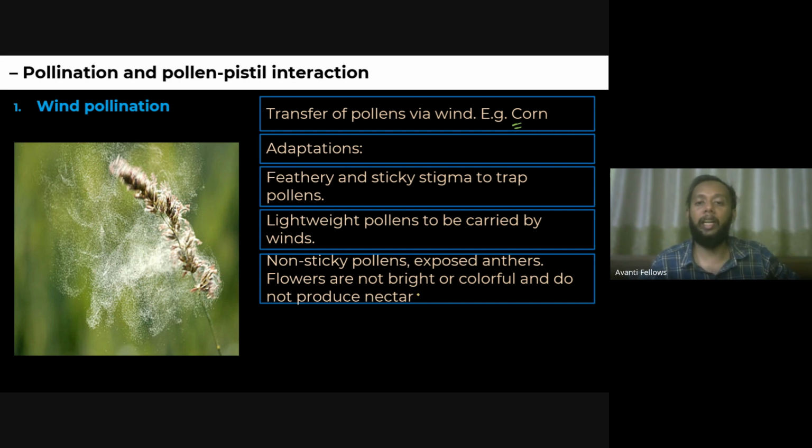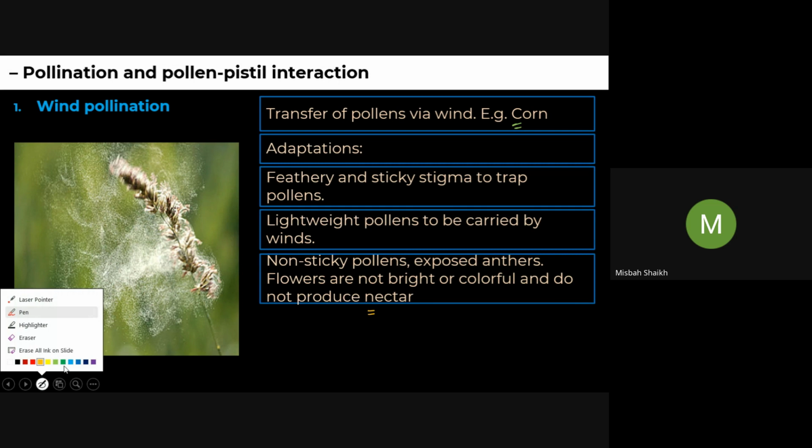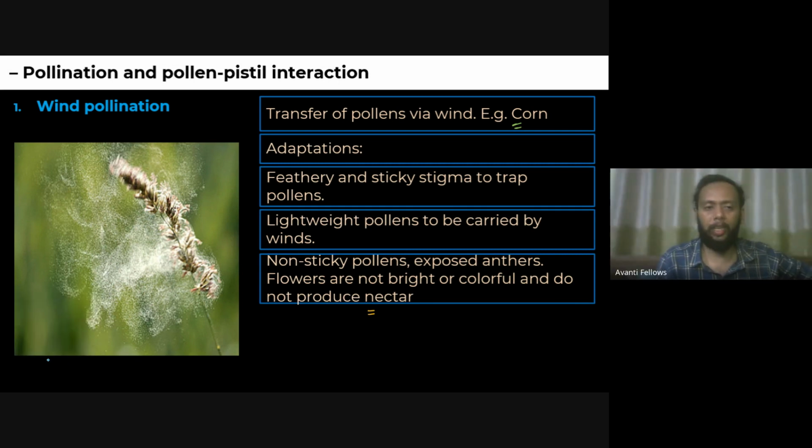Flowers are not bright or colorful and do not produce nectar. Obviously, the flower will have no nectar. Now tell me something, there will be no nectar. Will the flower have smell or not? Tell me. No, sir. It will not have any smell. What would it do by generating smell? It doesn't need to call anyone there. So it will have no smell and no nectar.